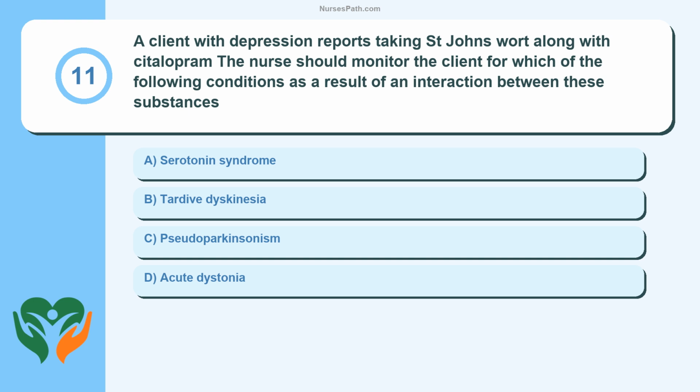Question 11. A client with depression reports taking St. John's wort along with citalopram. The nurse should monitor the client for which of the following conditions as a result of an interaction between these substances? Serotonin syndrome, tardive dyskinesia, pseudo-Parkinsonism, acute dystonia. When St.